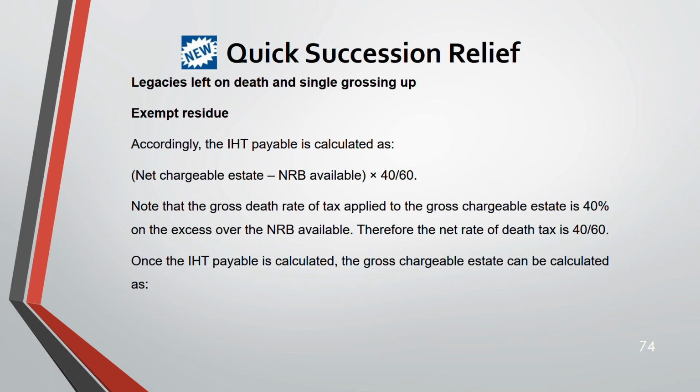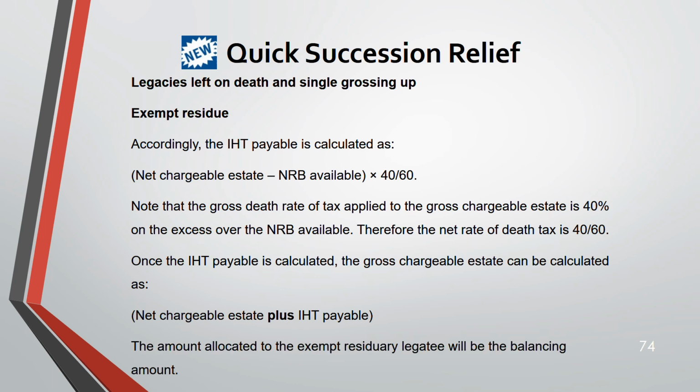Once the IHT payable is calculated, you can get the gross chargeable estate. Now you are working backwards. Add your IHT payable with the net chargeable estate and get the gross chargeable estate. Gross chargeable minus IHT is the net chargeable estate. Now you add, you are going back. So the amount that is allocated to the exempt residual legatee will be the balancing amount. Now let us do questions on this single grossing up before I summarize the lecture.